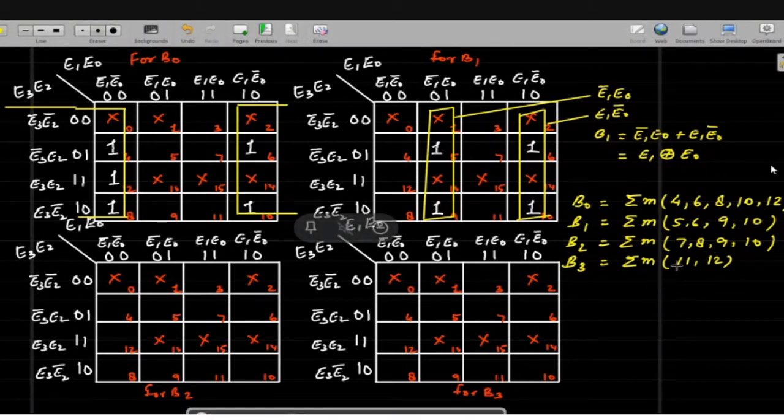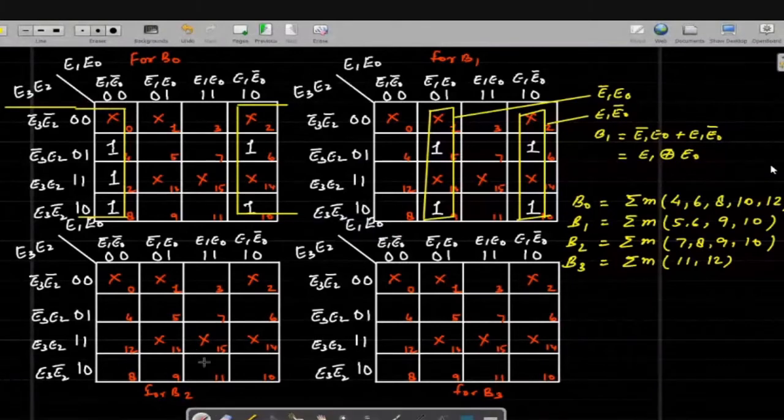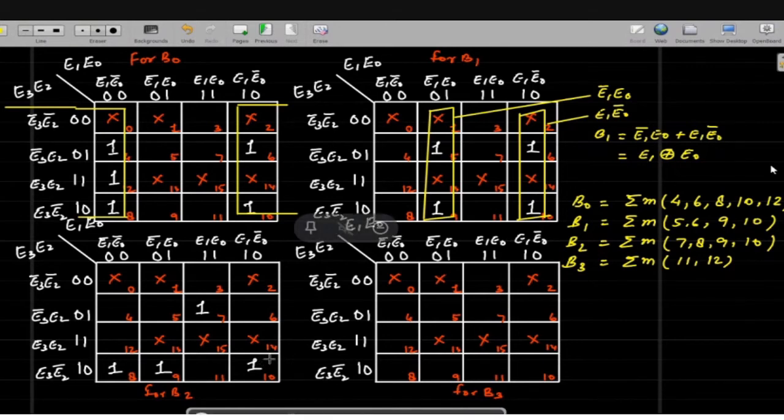Yes. And now let's move on to the V2 simplification. To do that, I'm going to first mark the minterms associated with V2, which are 7, 8. Here is 7, and 7, 8, 9 and 10. This is 9 and this is 10. Okay. Now tell me, what possible grouping can you observe here?